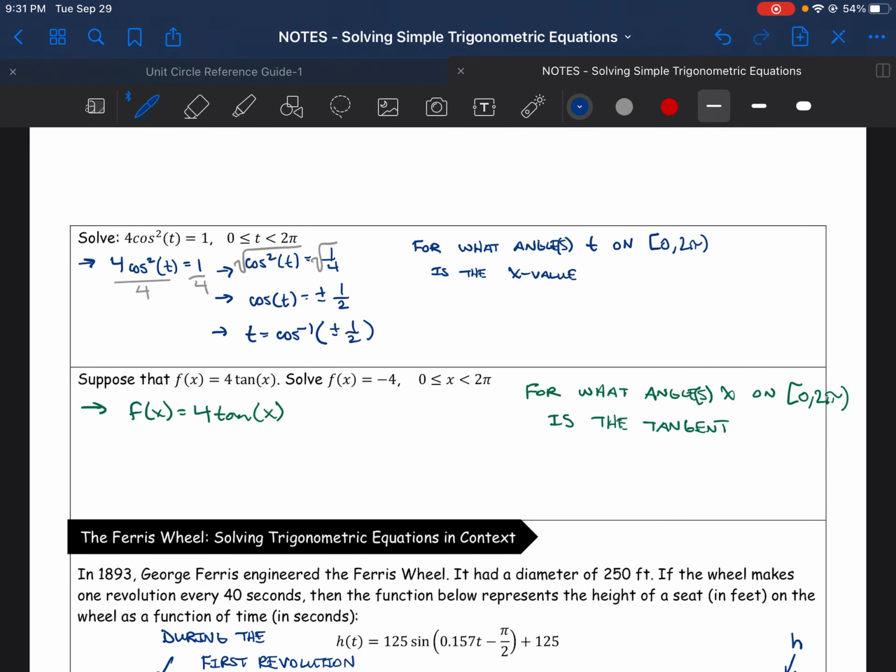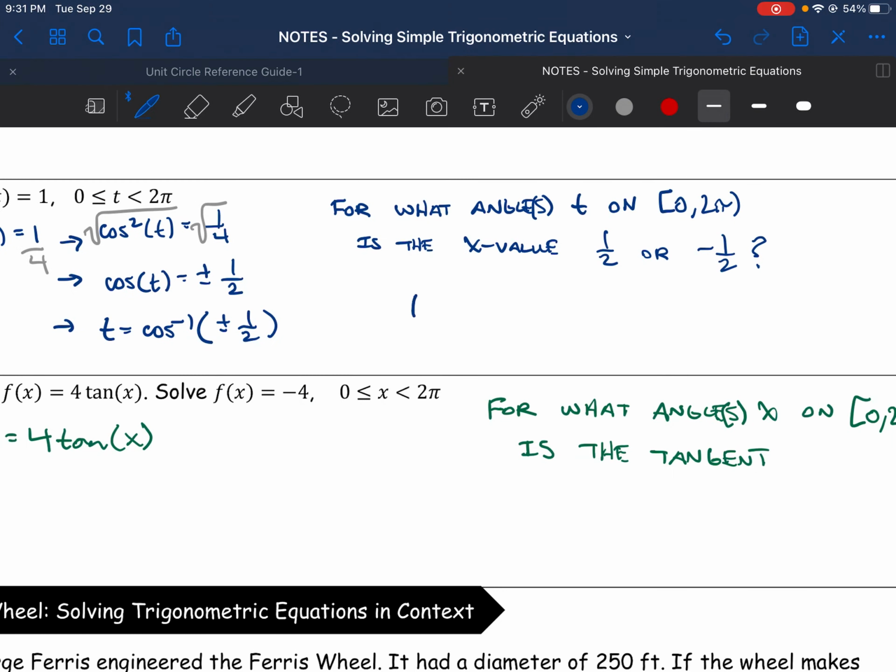So we're looking for all angles t from 0 to 2 pi, where the x value is either a positive 1/2 or a negative 1/2. And if we go through and look at all the angles on the unit circle, we would end up getting these 4. We would get pi over 3, 2 pi over 3, 4 pi over 3, and 5 pi over 3.